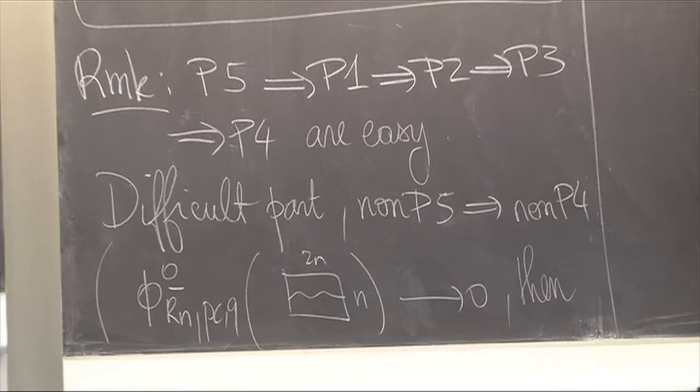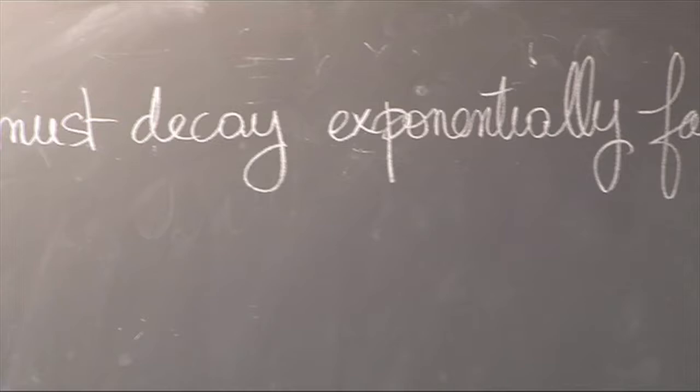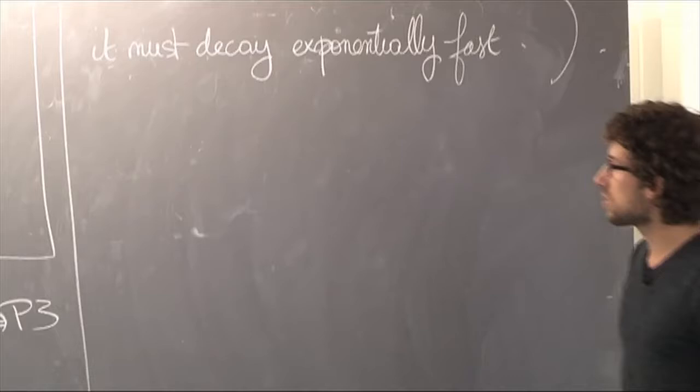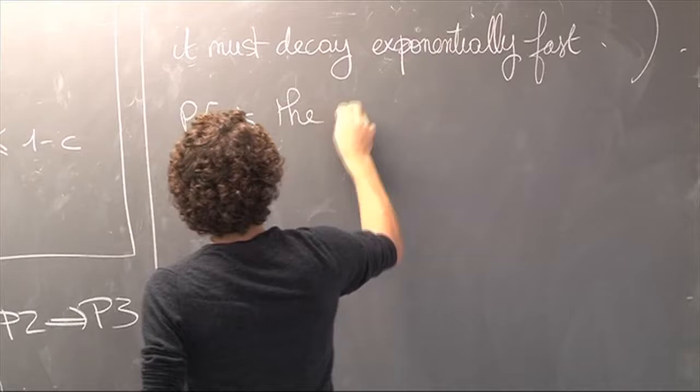Okay, so it's not easy to do. That's the main part of the theorem, and it's based on some renormalization. Okay, so P5 is the strongest condition, and it's going to be very useful. You can do a lot of things with it.